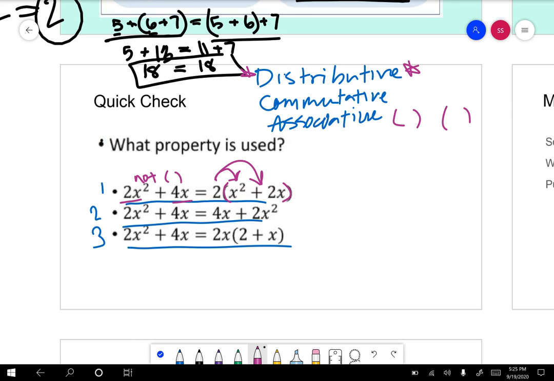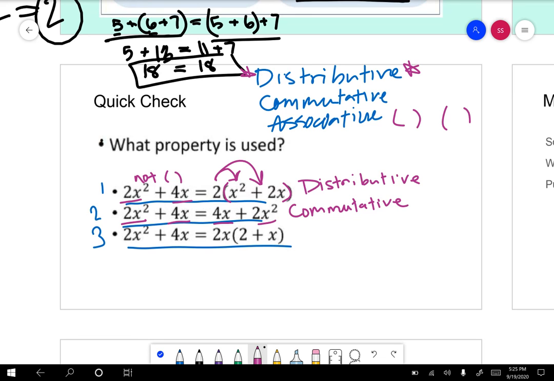All right, let's look at number 2. 2x squared plus 4x equals 4x plus 2x squared. So you'll notice the terms are the same, 2x squared and 4x, but the order changed. So that one's not distributive. This one, again, is order. Think of order, we're communicating, so commutative.